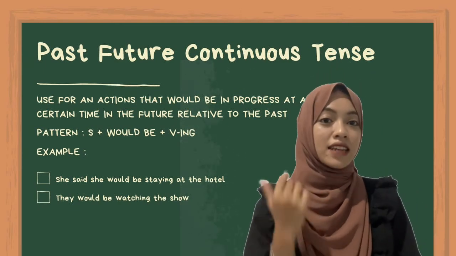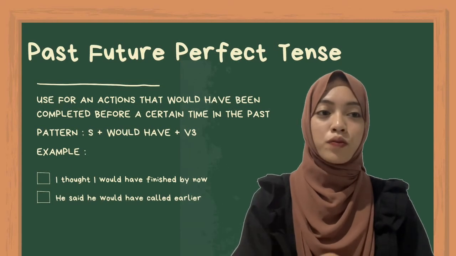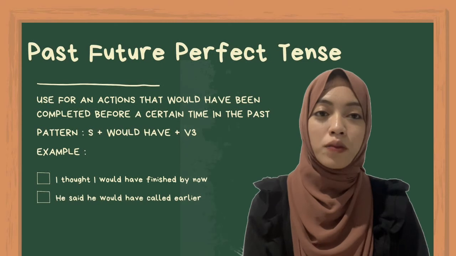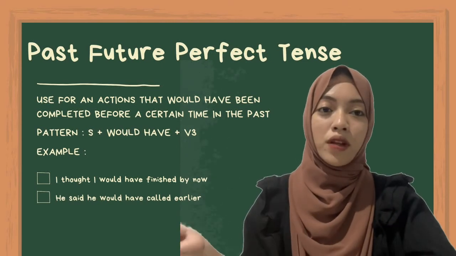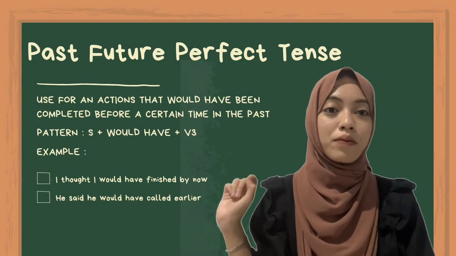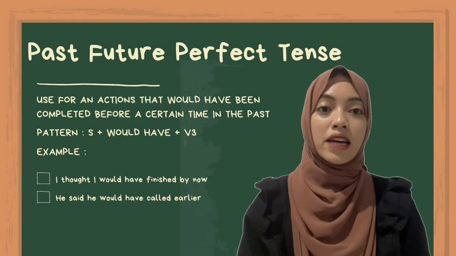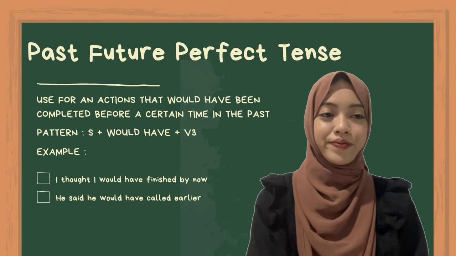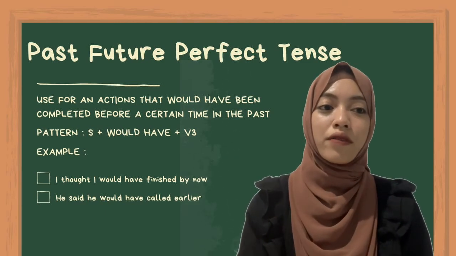Okay, the next is past future perfect tense. Past future perfect tense is used for an action that would have been completed before a certain time in the past. The pattern is subject plus would have plus verb 3. For example, I thought I would have finished by now. And he said he would have called earlier.